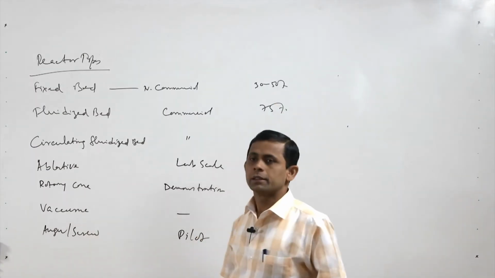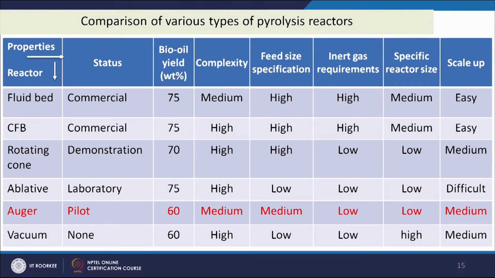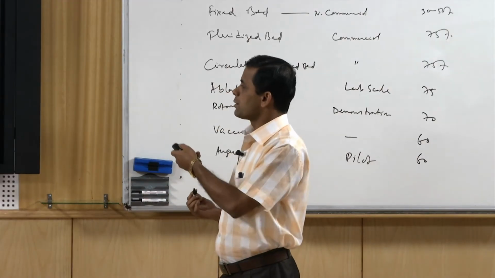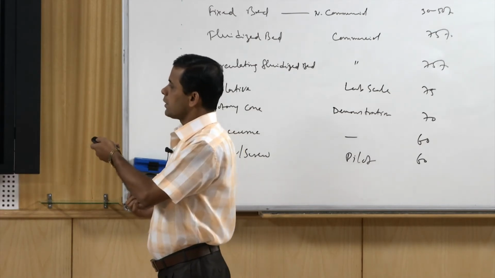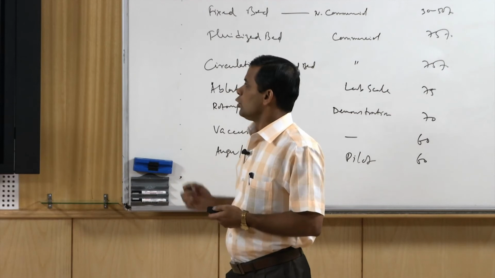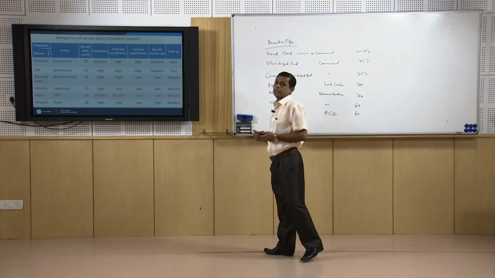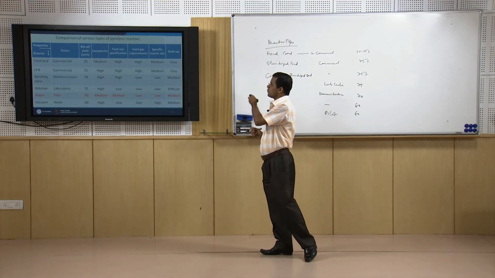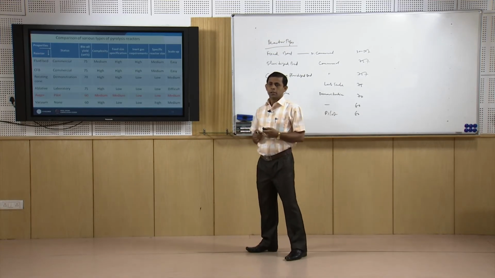So, these are the bio-oil productions, and if we see the complexity, the maximum complexity among these reactors is with CFB, circulating fluidized bed, and rotary cone. For fluidized bed it is medium, auger is medium, and ablative is high complexity, and vacuum is also high complexity. Another important parameter is specific reactor size. Reactor size is medium for fluidized bed, CFB is medium, rotary cone is low, ablative is low, auger is low, and vacuum is high.